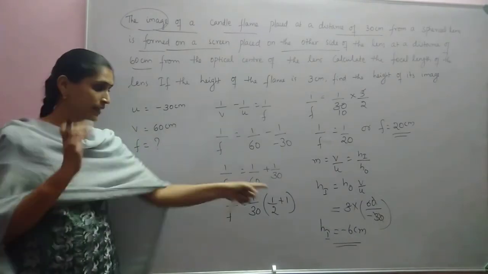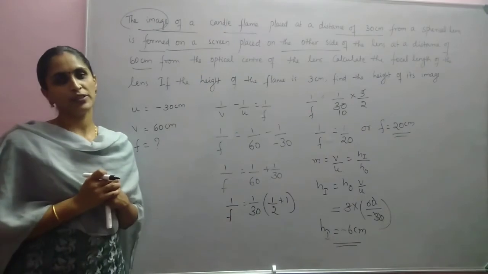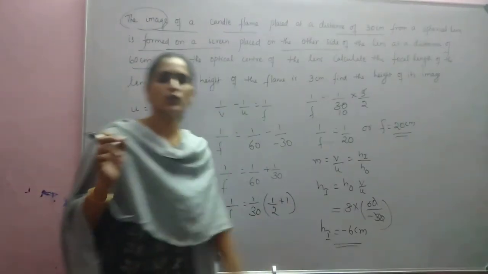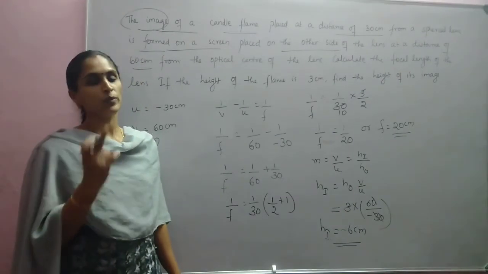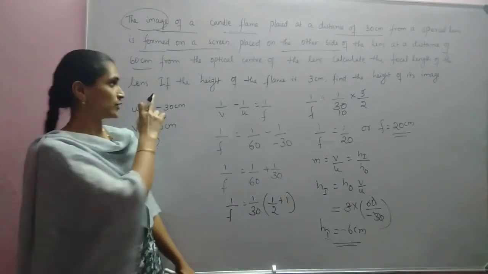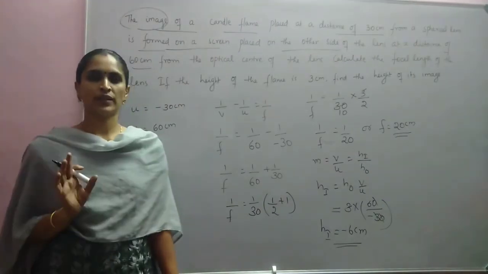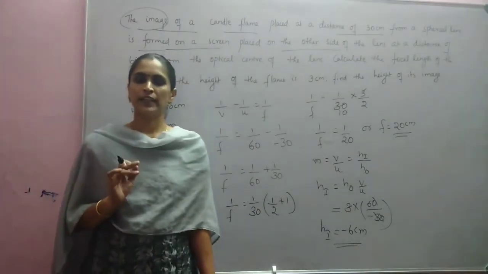Okay. And we can say that real image is formed. Inverted image is formed because it is negative value. So inverted image is formed, real image is formed. That is already understood from the question because that image is formed on the screen. Okay. Is it clear? Understood? No?